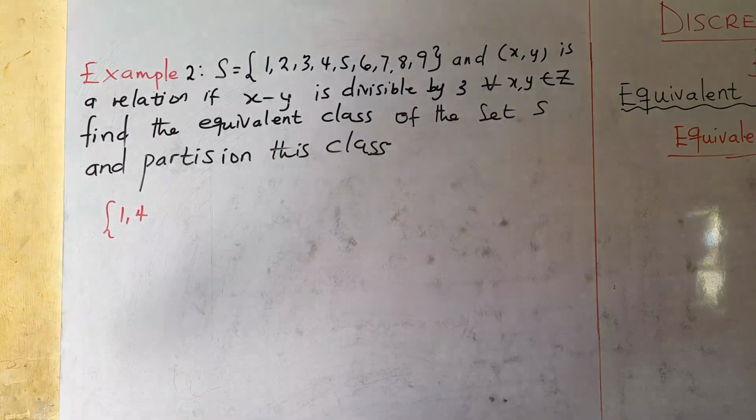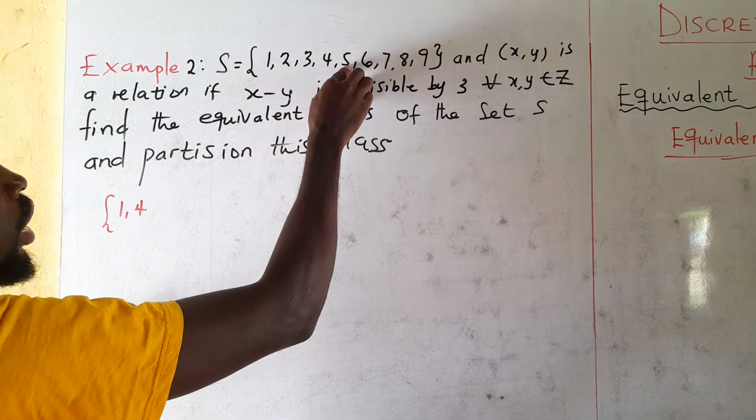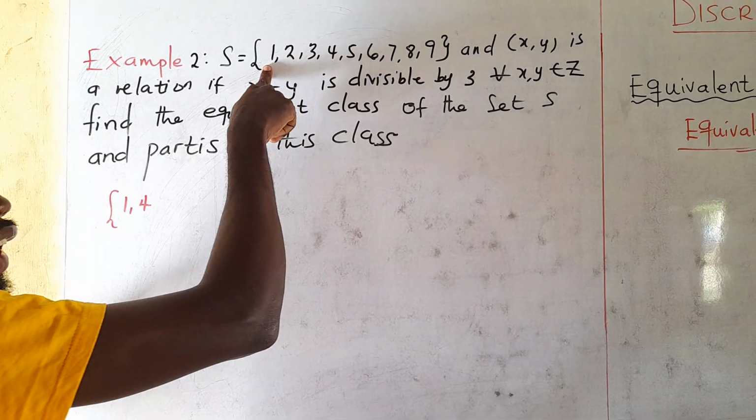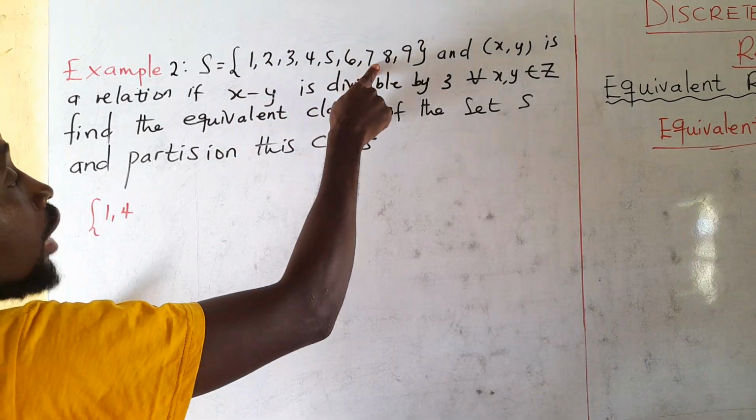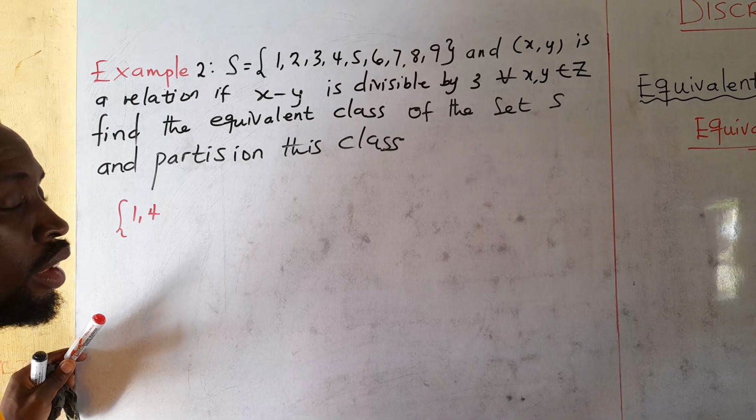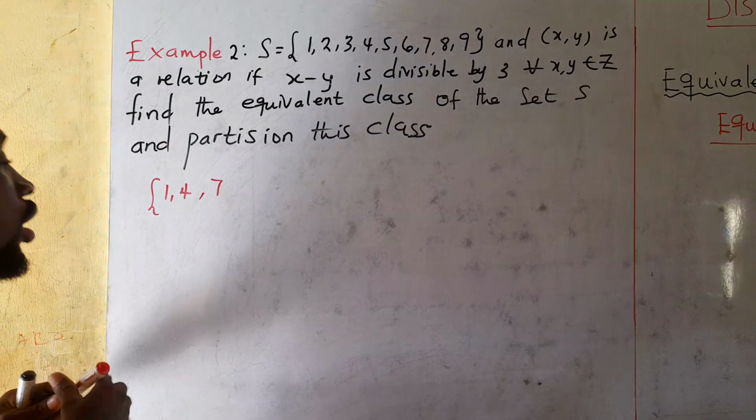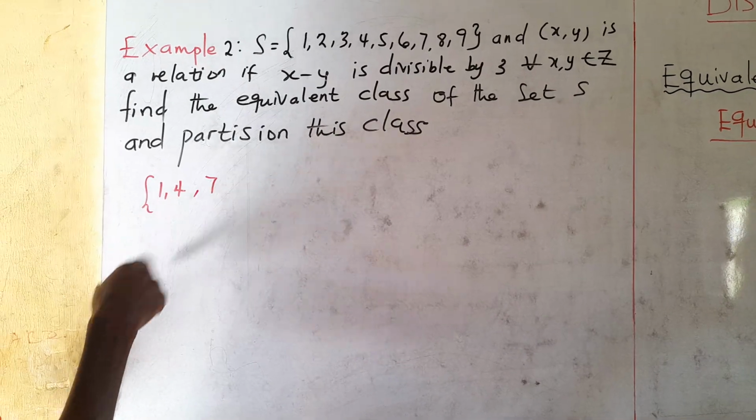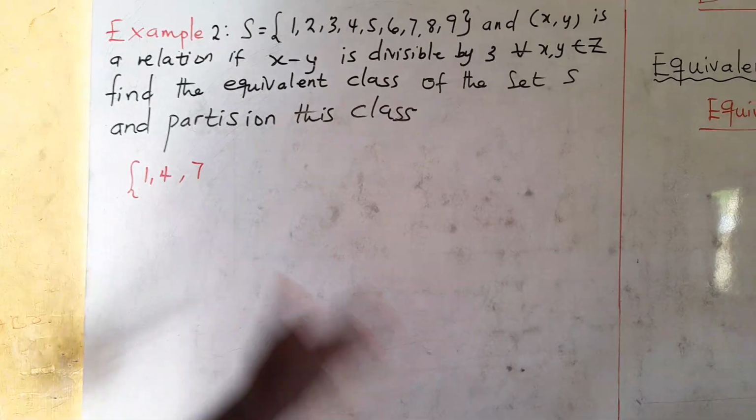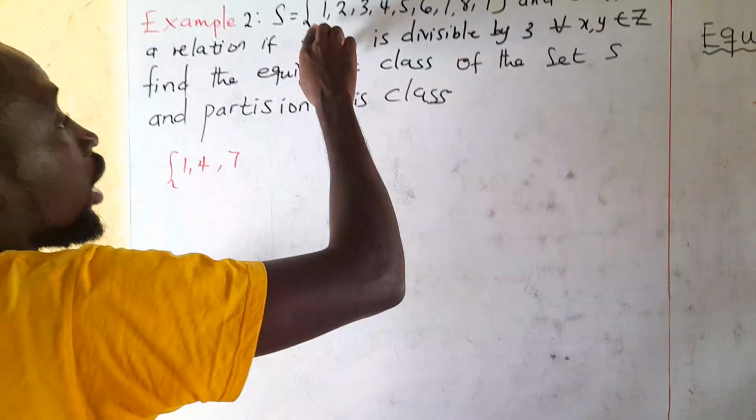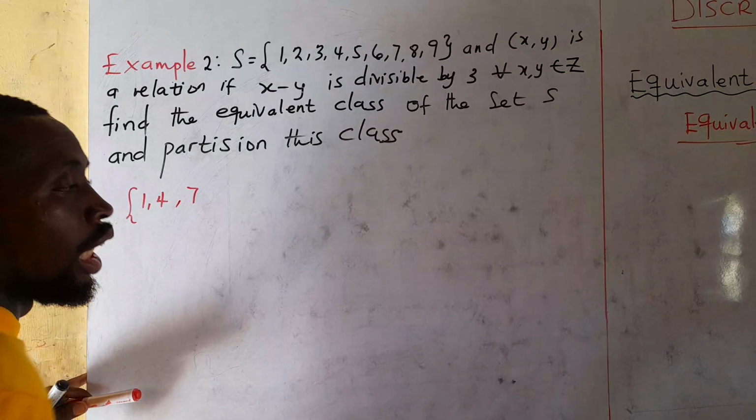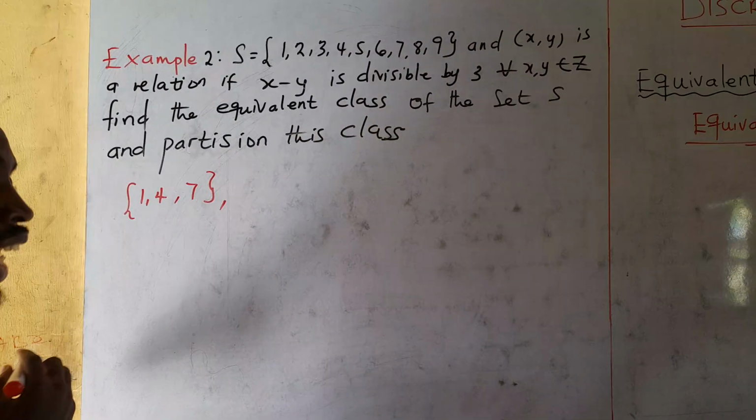I hope you get that. Then we go, 5 minus 1 is 4. 3 cannot divide 4. 6 minus 1 is 5. 3 cannot divide 5. 7 minus 1 is 6. 3 can divide 6. So we can say 7 can be in that class. However, check whether 7 minus 4 can also be in that class. 7 minus 4 is 3. And 3 can divide 3. So these are members of this. Let's check. 8 minus 1 is 7. 3 cannot divide 7. 9 minus 1 is 8. 3 cannot divide 8. Then we can say this is one class.